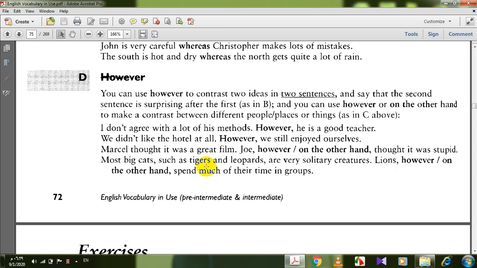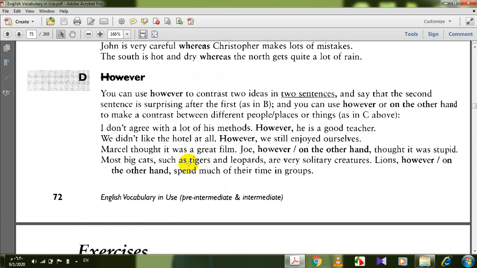Most big cats, such as tigers and leopards, are very solitary creatures. Lions, however, on the other hand, spend much of their time in groups. This is leopard, not Leo. Most big cats, such as tigers and leopards, are very solitary. They live alone. They are solitary creatures. Lions, however, or on the other hand, spend much of their time in groups.